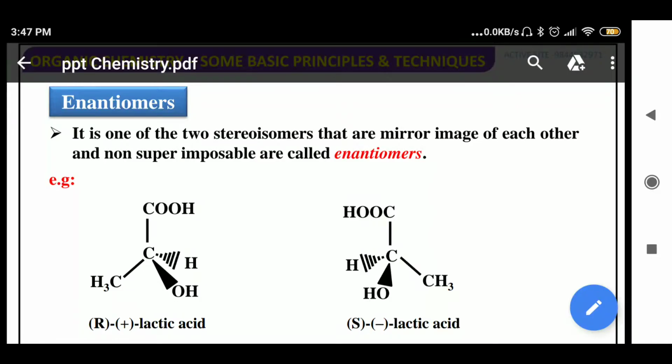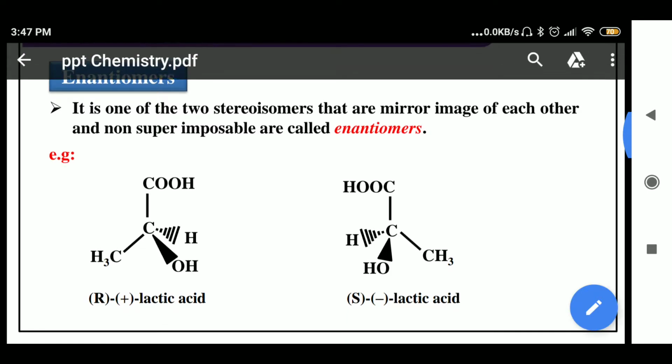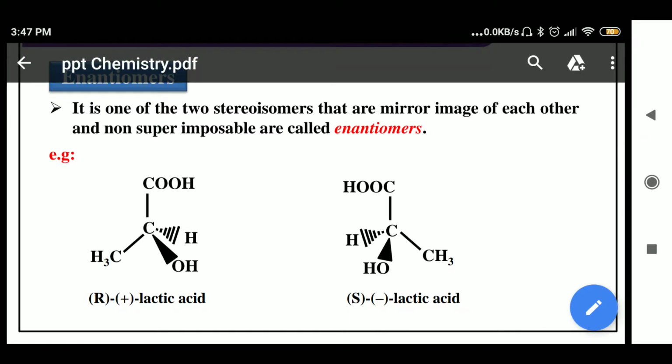So today we are going to discuss an organic chemistry topic, that is enantiomers. What are enantiomers? How can we distinguish between enantiomers and diastereomers? So let's start with the video.